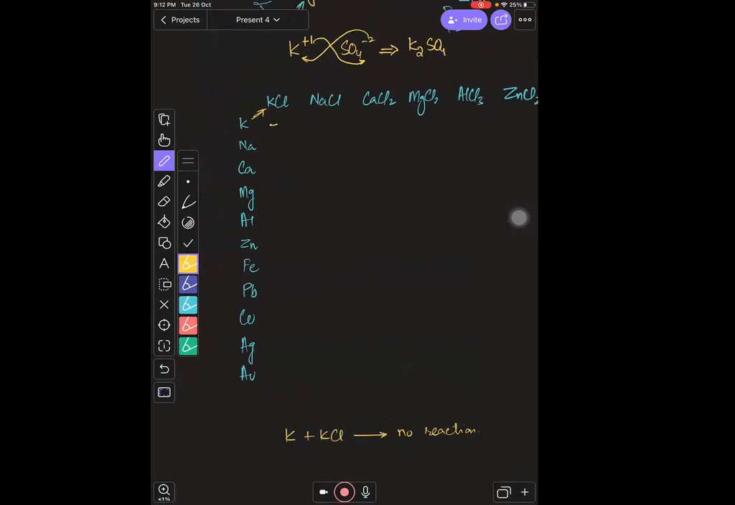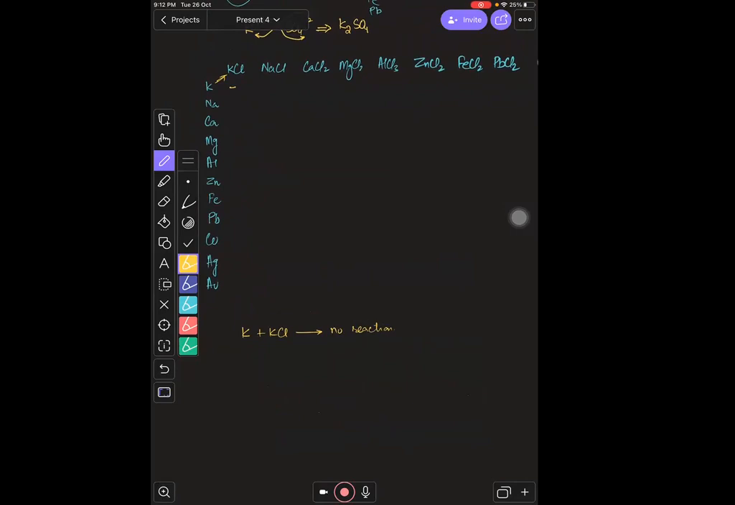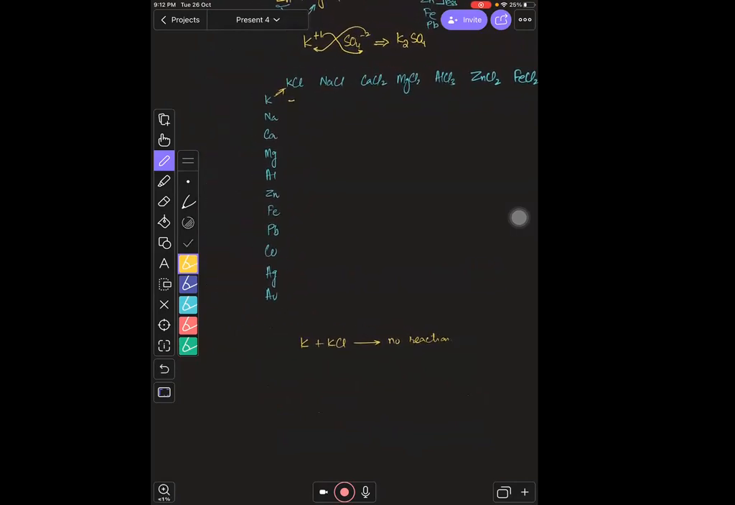right? But remember, आपको पता है potassium is the most reactive, right? It is the most reactive and this is the least reactive, right? So इसका मतलब क्या हुआ बच्चों? इसका मतलब ये हुआ कि potassium can displace all of them from their salts, right बच्चों?